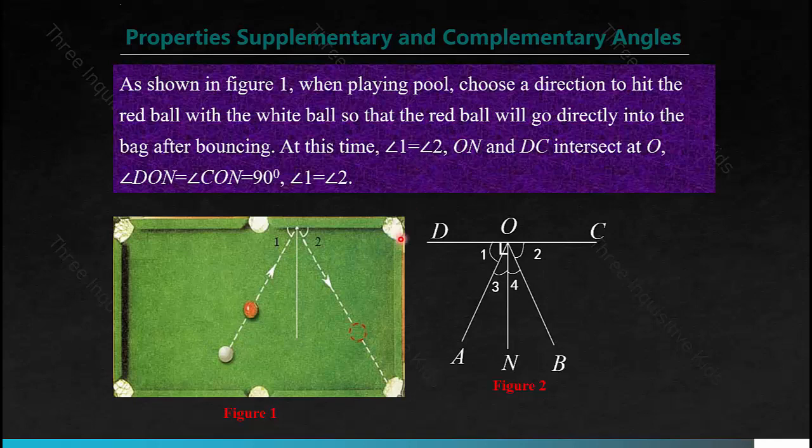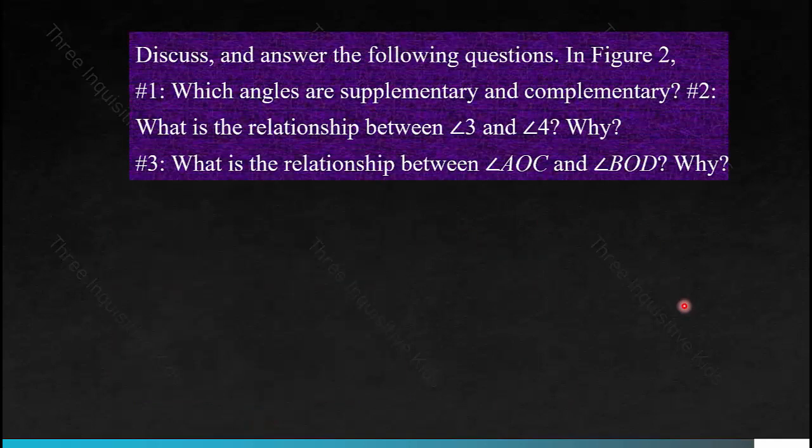So we can simplify this into figure 2. Discuss and answer the following questions. Now you might have someone that you can discuss with, or you can just think in your head. In figure 2, there are 3 questions. Which angles are supplementary and complementary? What is the relationship between angle 3 and angle 4? Why? And what is the relationship between angle AOC and angle BOD?